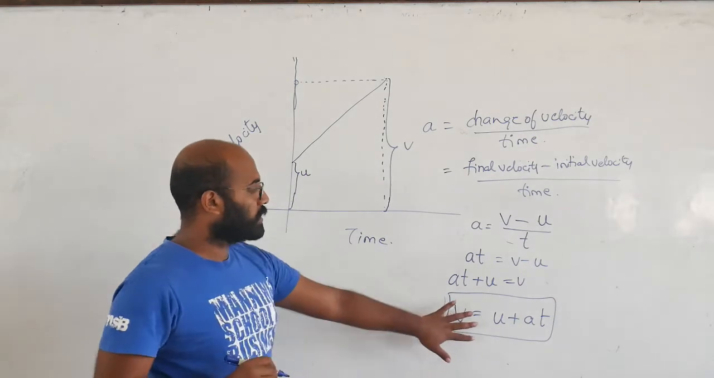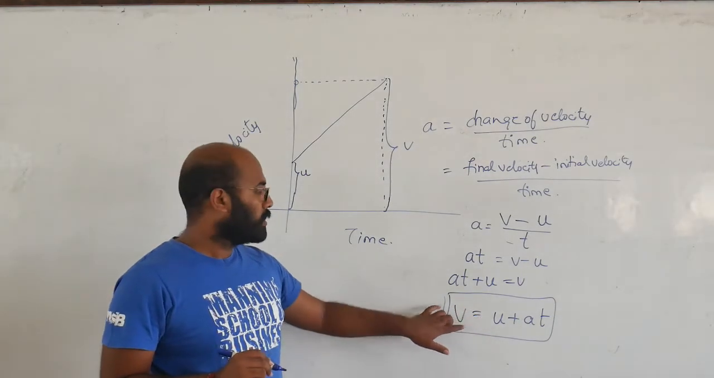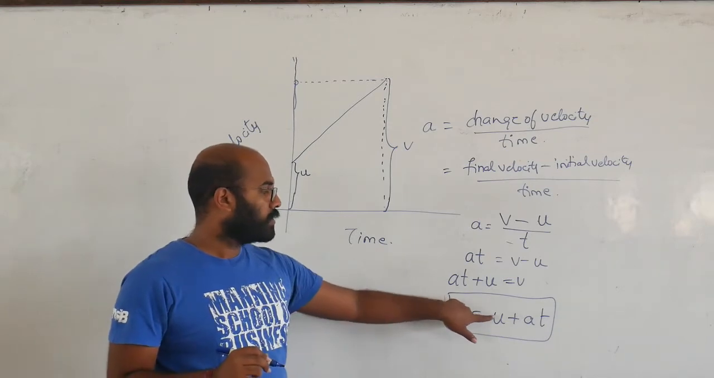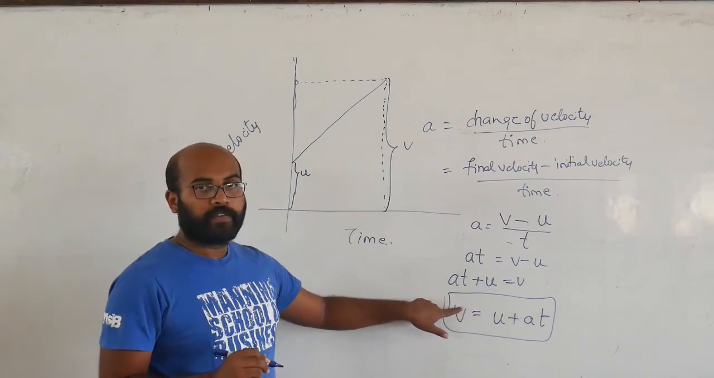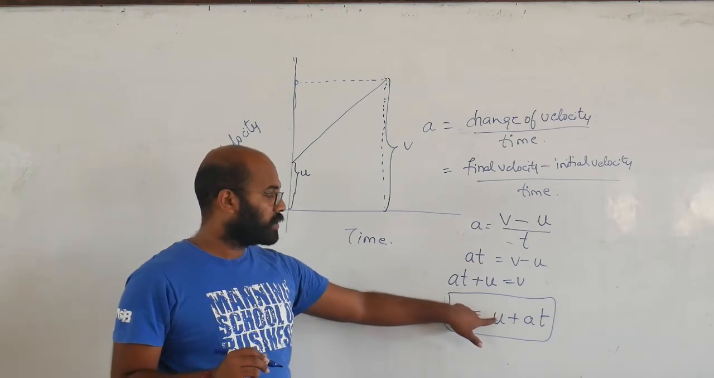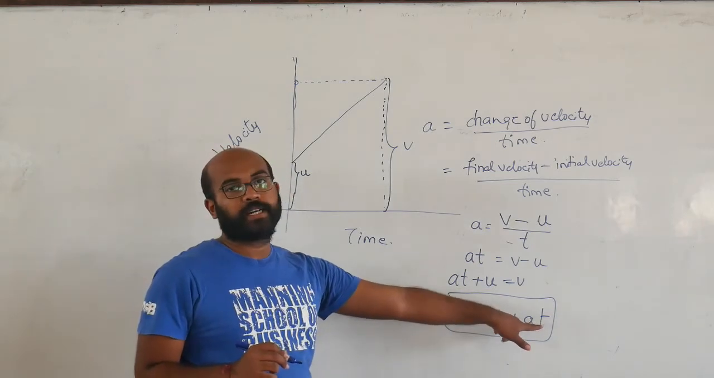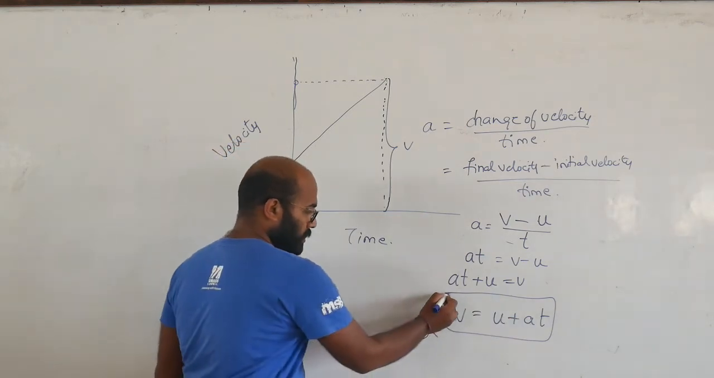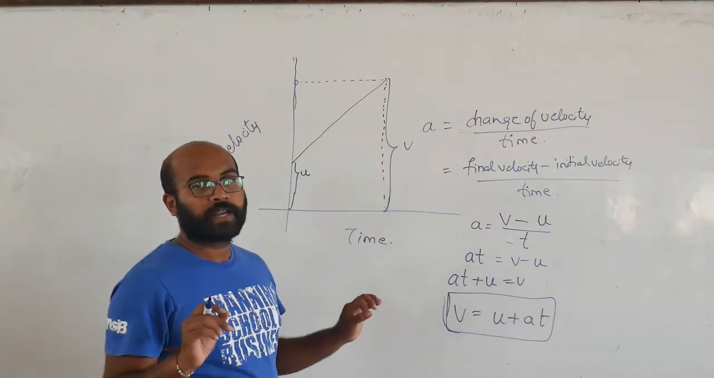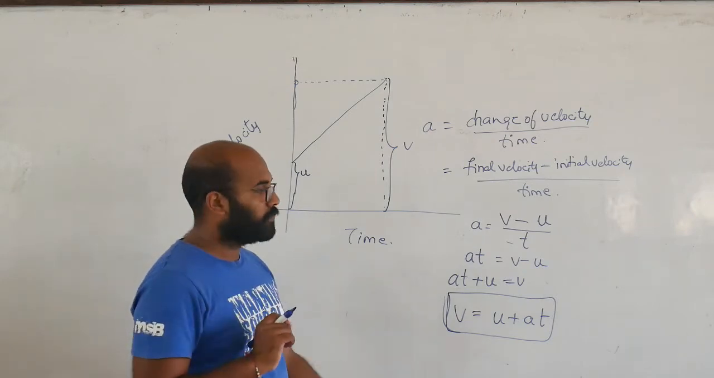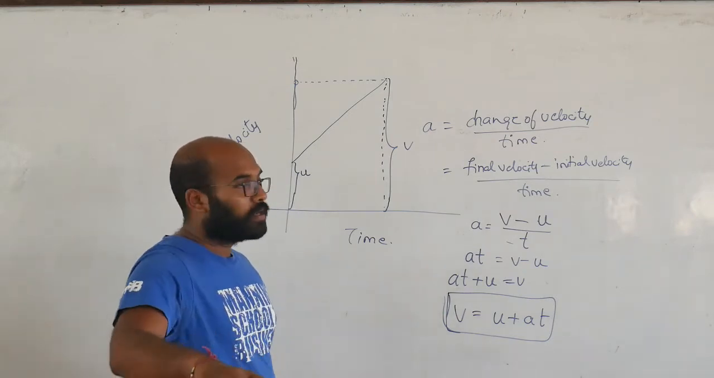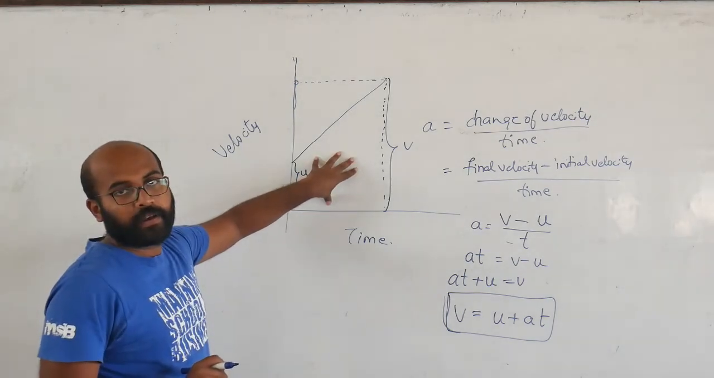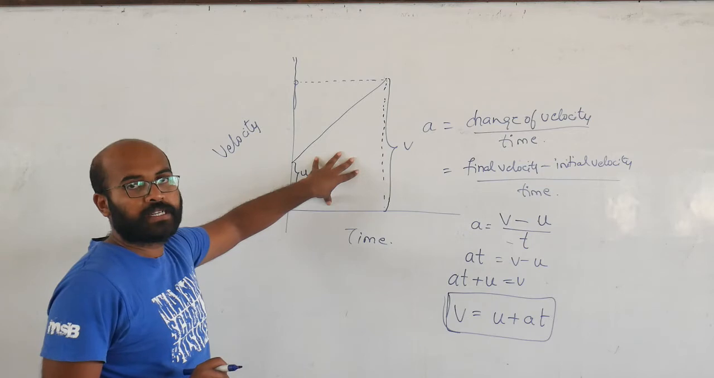So this is one important equation, that is v is equal to u plus at. Final velocity v is equal to initial velocity u plus acceleration into time. Here a is acceleration and t is time. So this is one important equation.